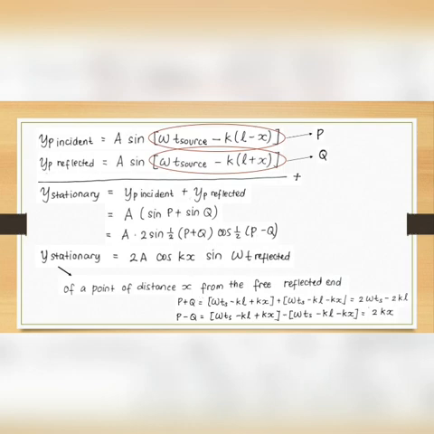Remember that our point of reference is the reflected end. And this 2a times the cosine of kx is the amplitude. As we discussed before, when we deal with a stationary wave, the amplitude changes when x changes, and the maximum amplitude will be twice the amplitude of the traveling wave.